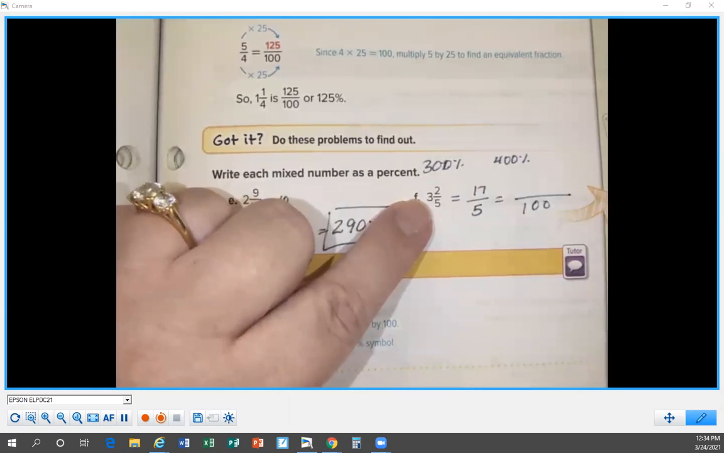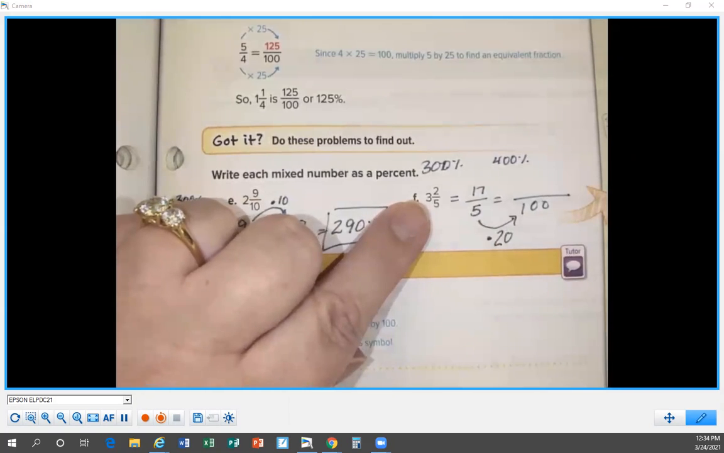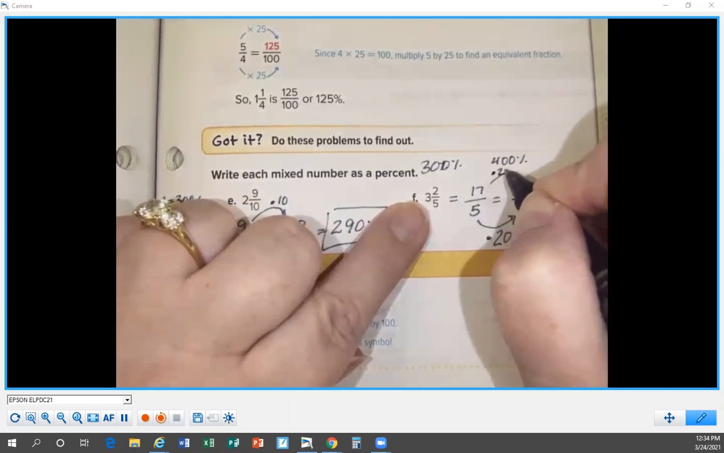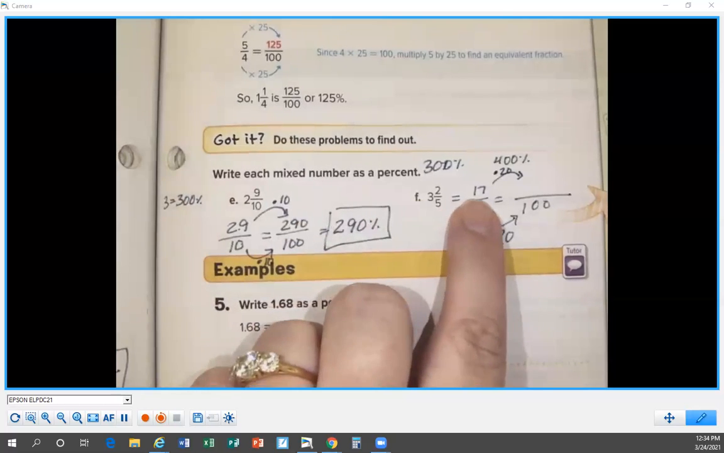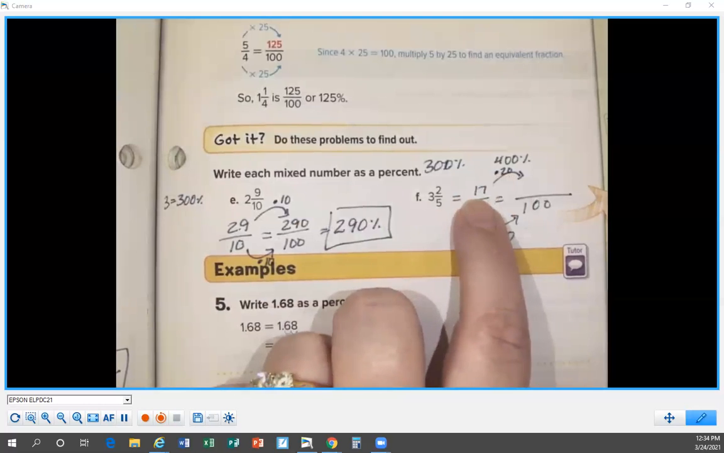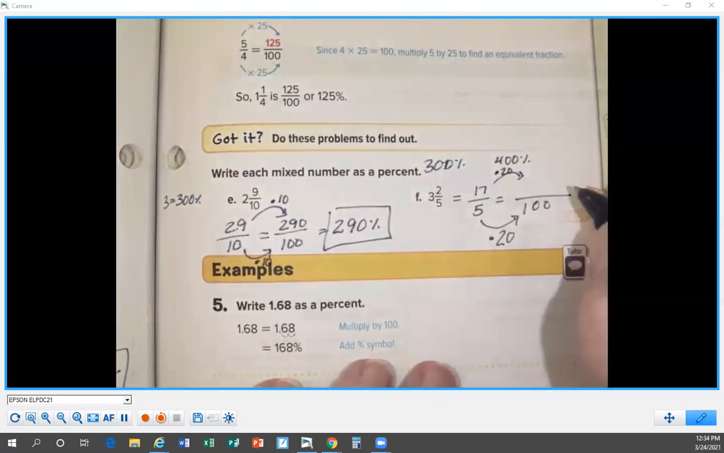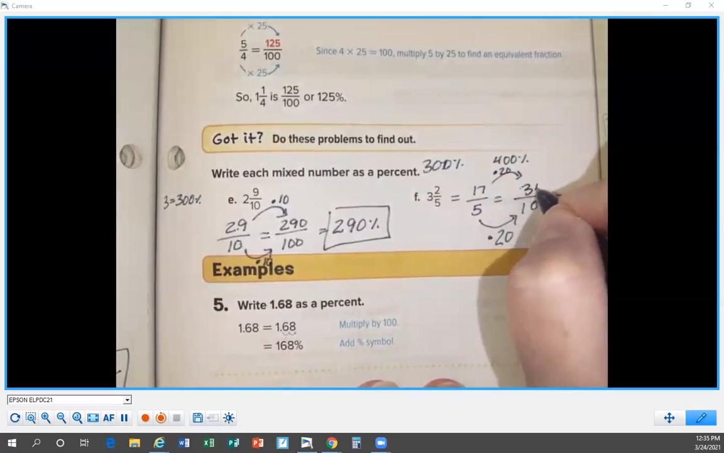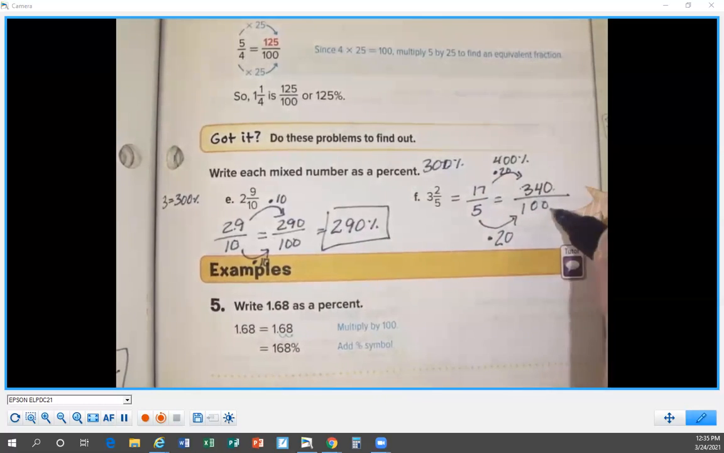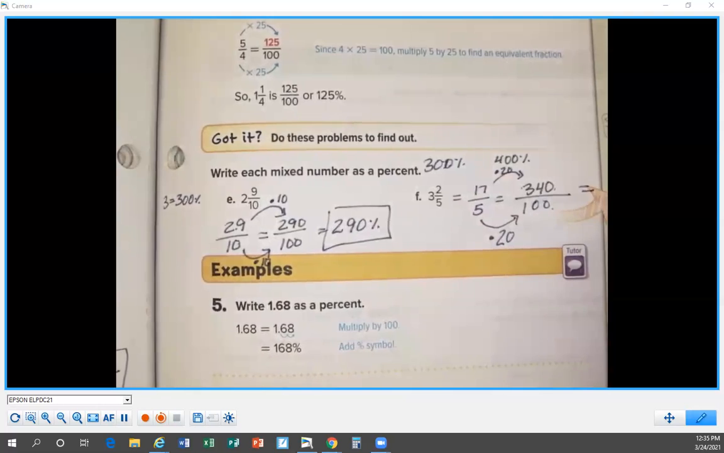Then I want to see, how do I get from 5 to 100? Well, I would multiply by 20. So what do I need to do to my numerator? I would multiply by 20. Okay, so mental math, you can do times 10 twice. Okay, so 17 times 10 is 170. Doubled is 340. So 340%. 340 per 100 is the same thing as 340%.